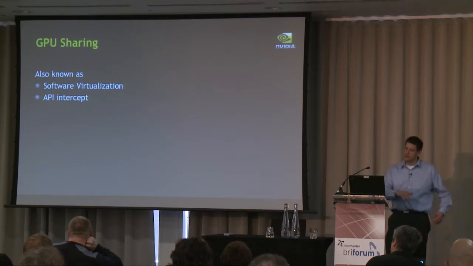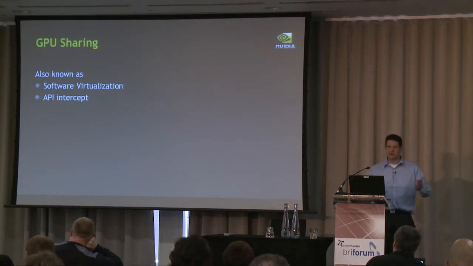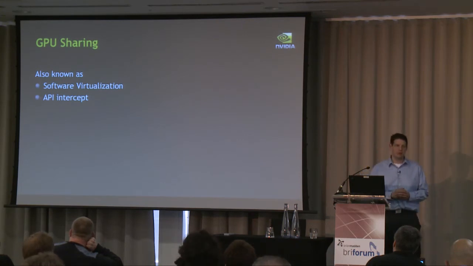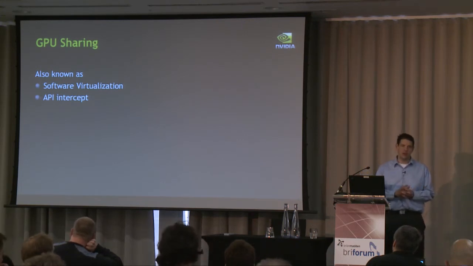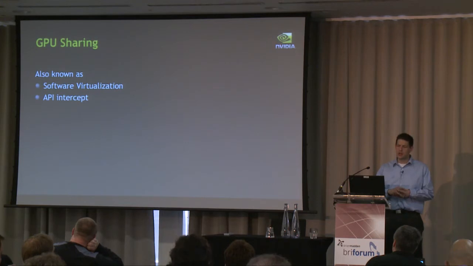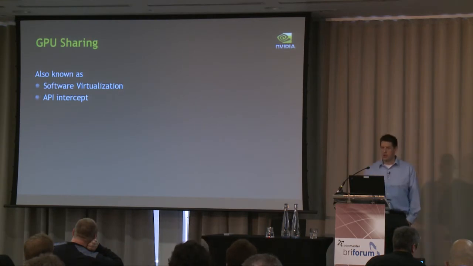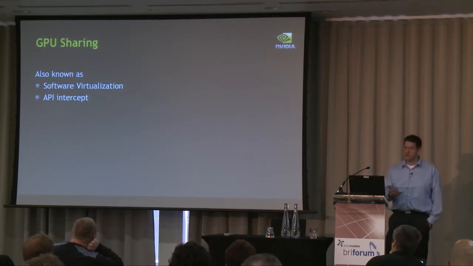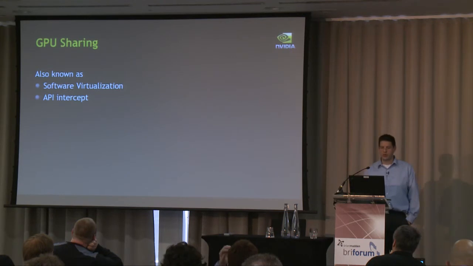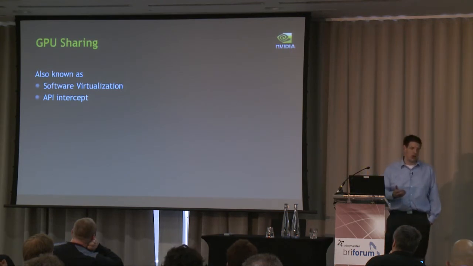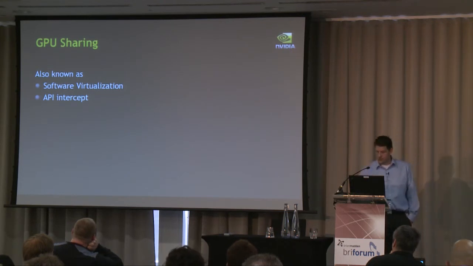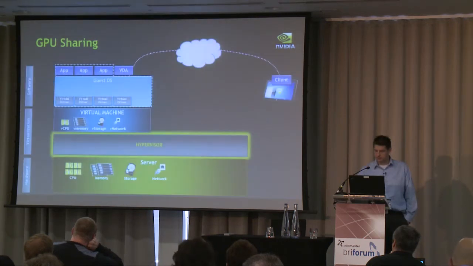Okay, so now the dedicated fashion or GPU pass-through was just a one-to-one mapping. So essentially, this is for your most demanding users, but clearly, ultimately, you want to kind of share the GPUs and kind of virtualize it. So the first step to doing this is GPU sharing. This is also known as software virtualization or API intercept. So let's take a look how that works.